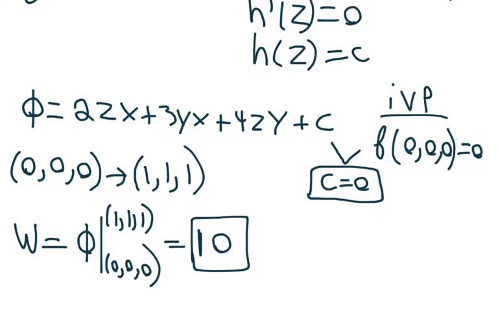Finally, we are almost done. We are told that it goes from (0,0,0) to (1,1,1). So the work is going to be phi from (0,0,0) to (1,1,1). If we plug in (1,1,1), minus phi at (0,0,0), it gives us a work equal to 10. And that's how we solve independence of path.